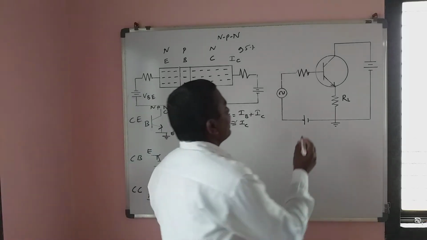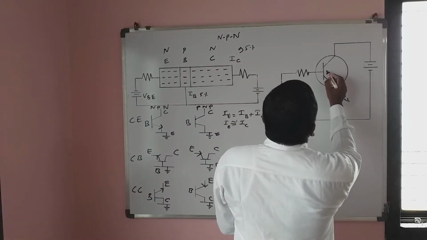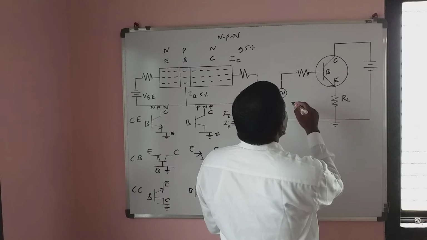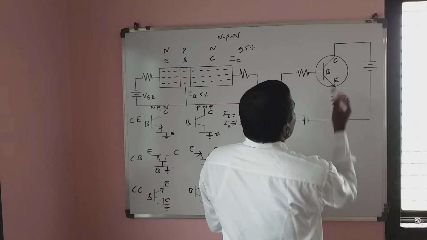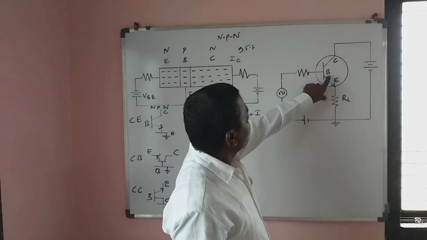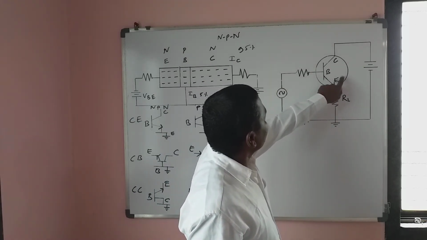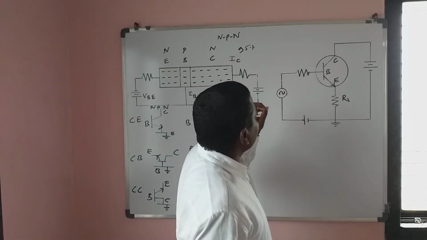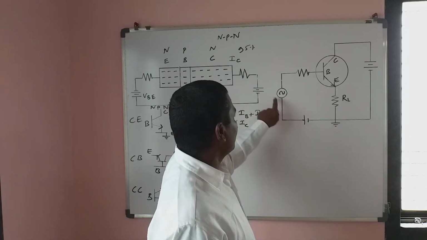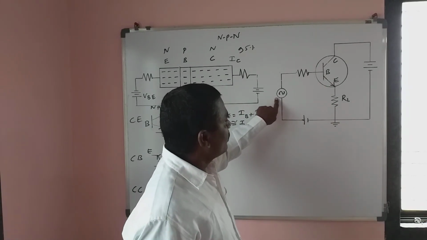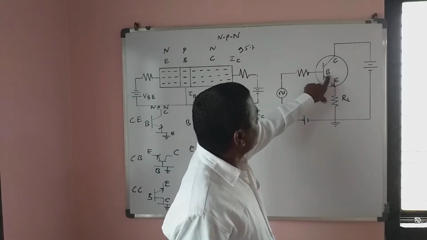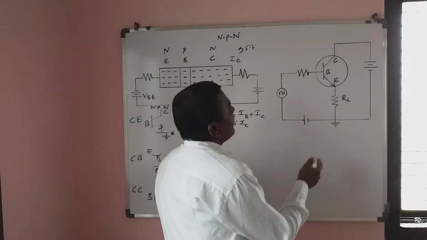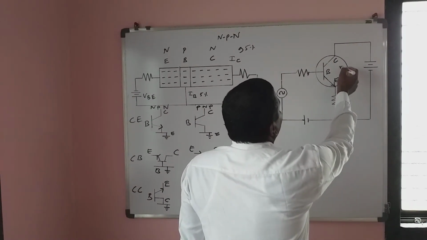Suppose we consider this one is the base, this one is the emitter, and this one is the collector. This is the transistor. There are two junctions: one is the base-emitter junction, and the other is the emitter-collector junction. The input is given between the base and emitter, and the output is obtained between the collector and the emitter.